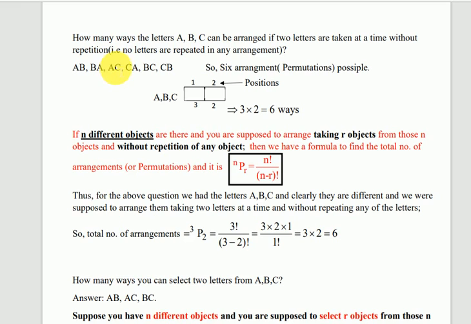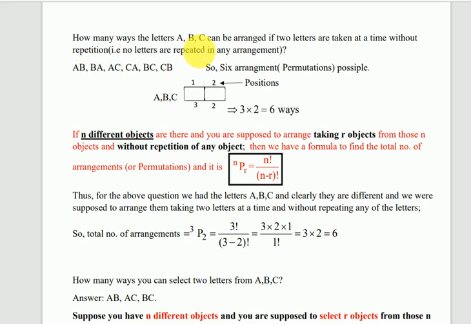I can take AC, I can take CA, I can take BC, I can take CB. So clearly these are the possible arrangements which can be made taking two letters from this ABC, and here there is no repetition. AB is different, BA different, AC different. If the question had asked with repetition, then in this arrangement we could have included AA, BB, CC.